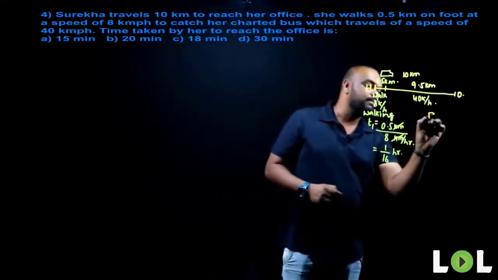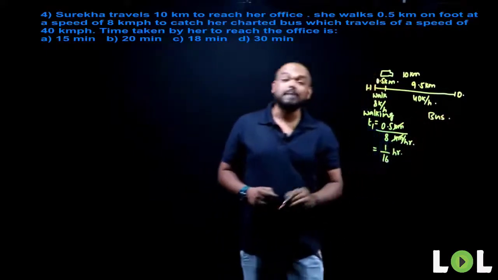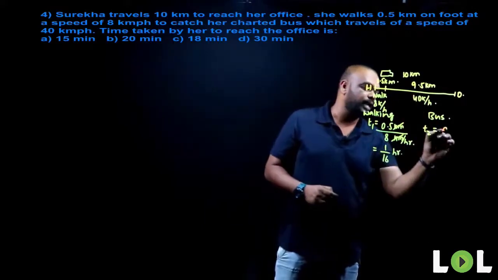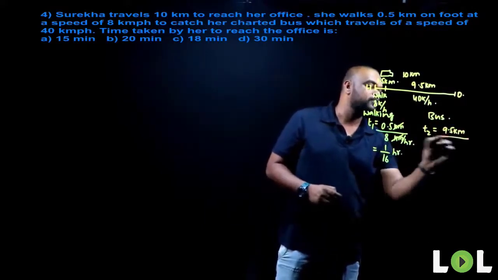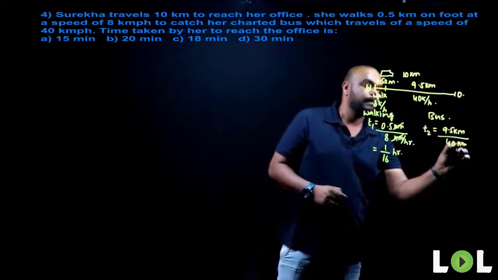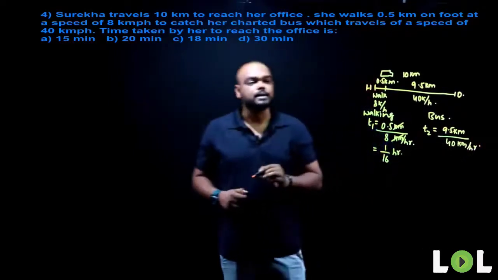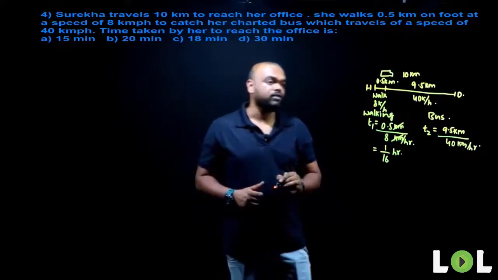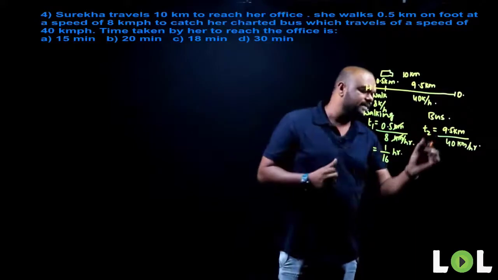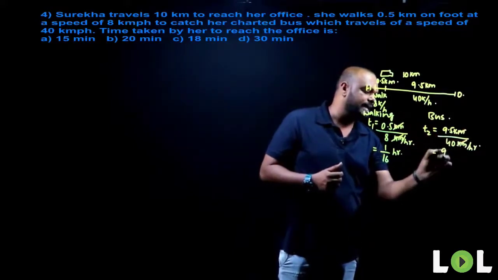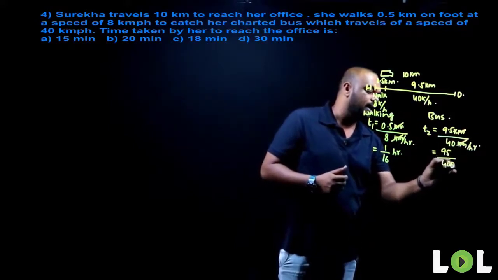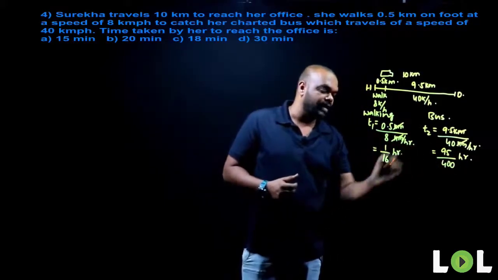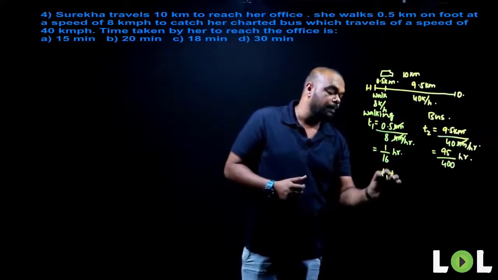Now while she is traveling by bus, time taken is distance by speed. What is the distance? 9.5 kilometers, divided by the speed of 40 km per hour. Now the options are in minutes, okay, fine. Now observe. I can write this as 95 by 400 hours, kilometer cancelled.